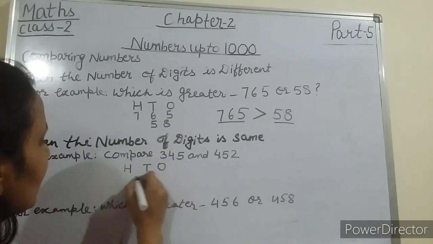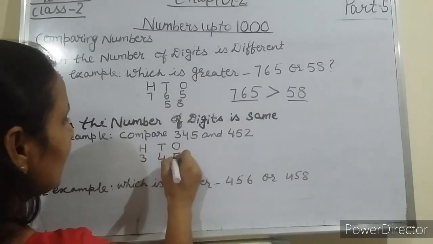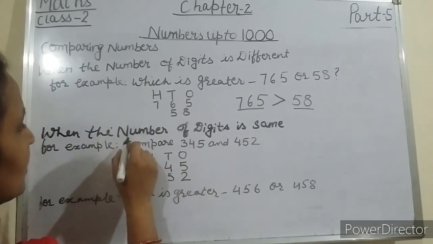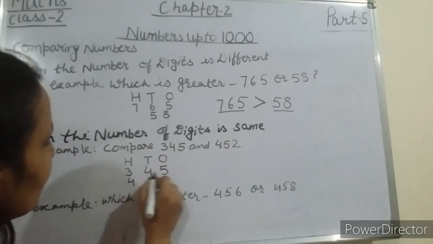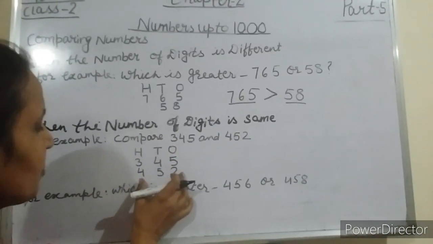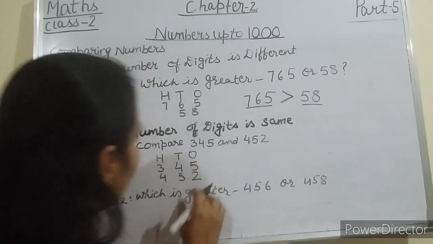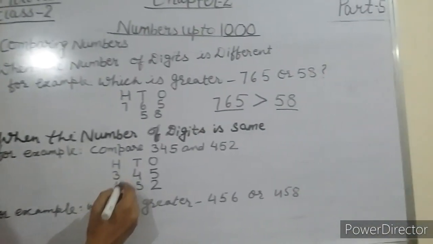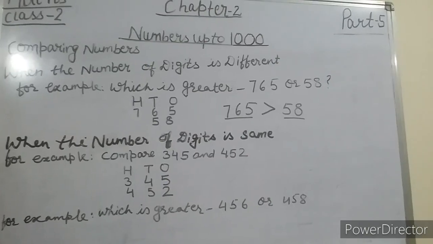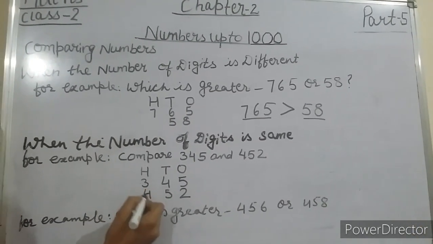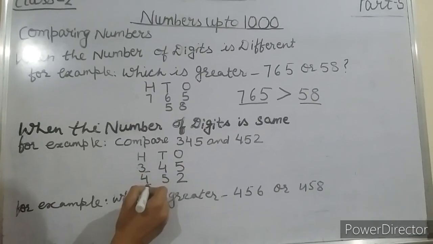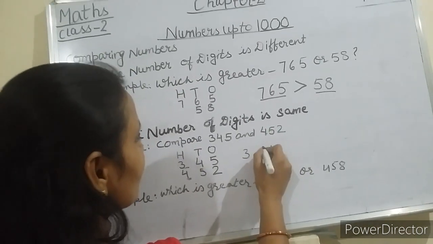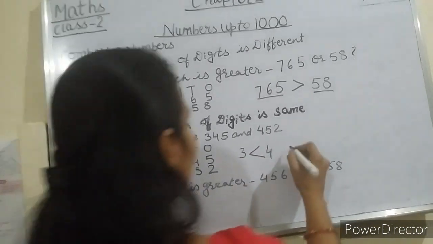So here 345 and here 452. So the number of digits is the same here. Here there are 3 digits in 345 and in 452 also the same number of digits. So students, as the number of digits in both numbers is the same, we have to compare the digit at the hundreds place. So this is the hundreds place, this one and this one. So which one is greater? First of all, we have to see 3 or 4. So 4 is greater. So which one is greater here?